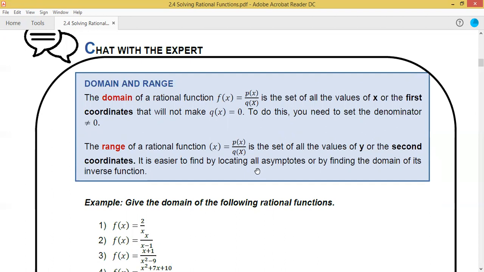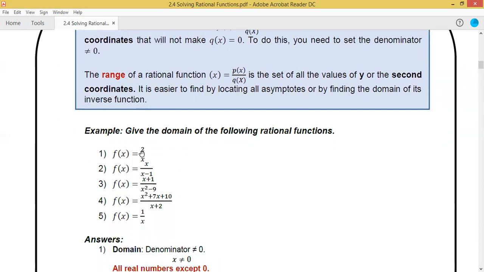Or another way is to find the domain of its inverse function. But since the inverse function is still in chapter 3, we'll just do it by locating all asymptotes. We'll do it later since the asymptotes will be in the next lecture video. Let's just solve for the domain of the rational functions. Again, the denominator must never be equal to 0 so that the function does not become undefined.